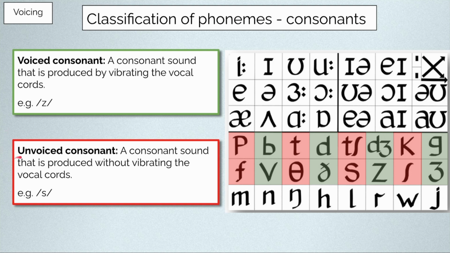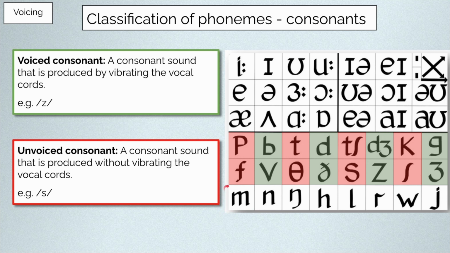Whereas an unvoiced consonant is a consonant sound that's produced without vibrating the vocal cords. S. There is no vibrations happening in your throat here because this is unvoiced. S. Z. S. And you can see these pairs of voiced and unvoiced consonants all across the phonemic chart. So s, z, sh, zh, th, v. And with the stop sounds or the plosives, p, b, t, d.